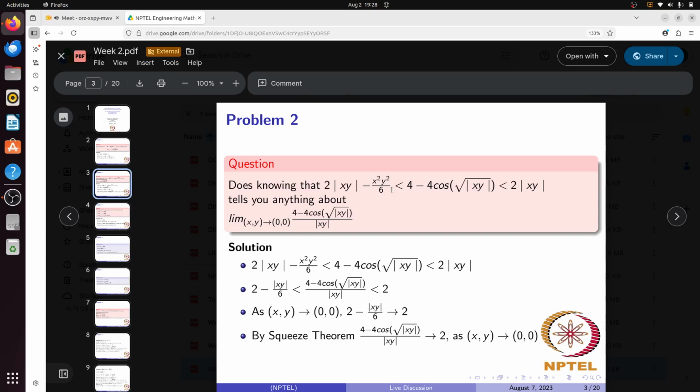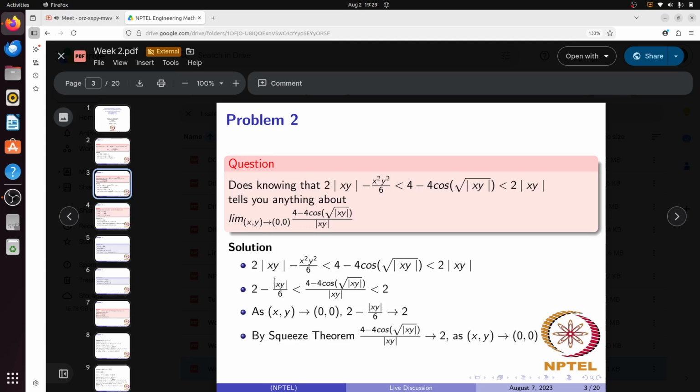So what is the tricky part? We have 2 mod xy minus x square y square by 6 less than 4 minus 4 cos square root of mod xy, less than 2 mod xy. If you divide by mod xy, the left hand side becomes 2 minus mod xy by 6, less than 4 minus 4 cos square root of mod xy divided by mod xy, which is less than 2. Now as x and y tend to 0 0, the left hand side tends to 2 because mod xy goes to 0, so 2 minus mod xy by 6 goes to 2.